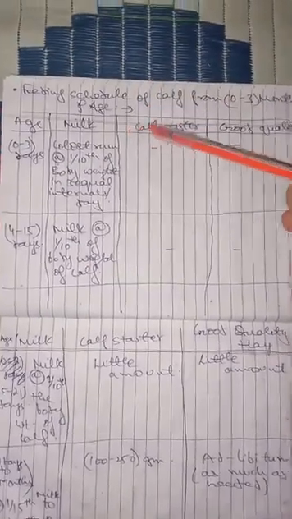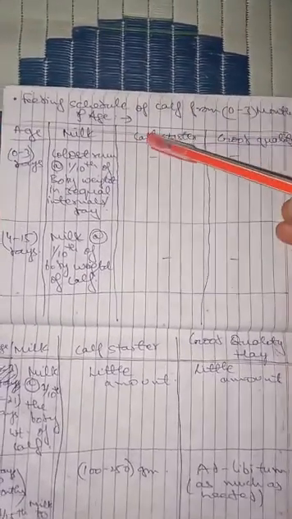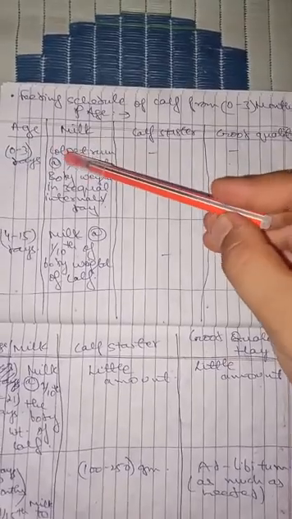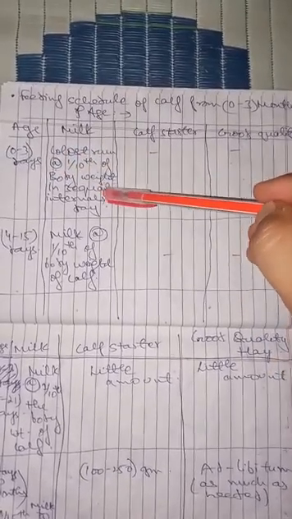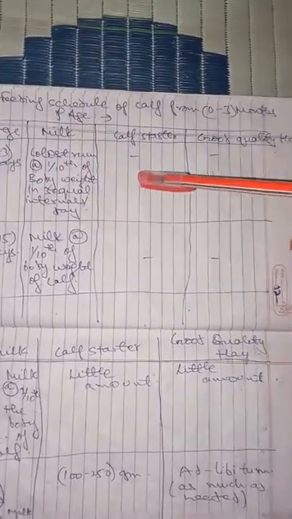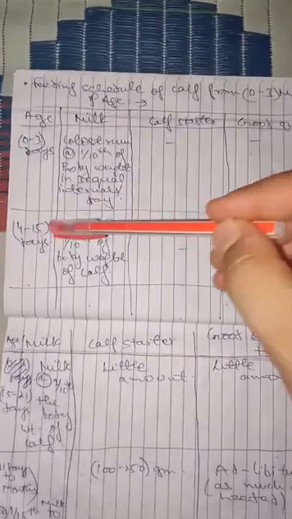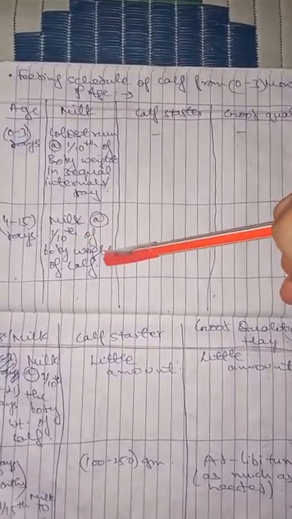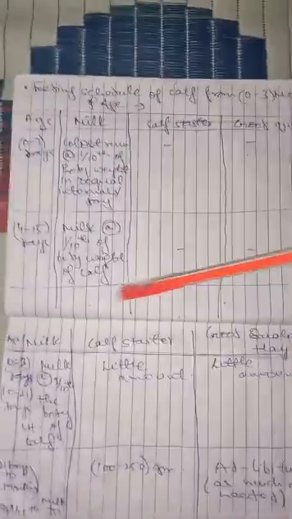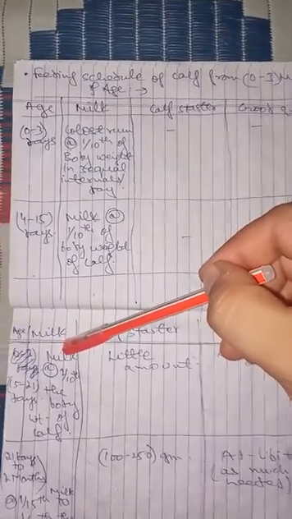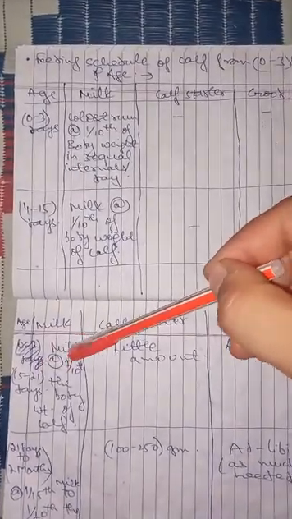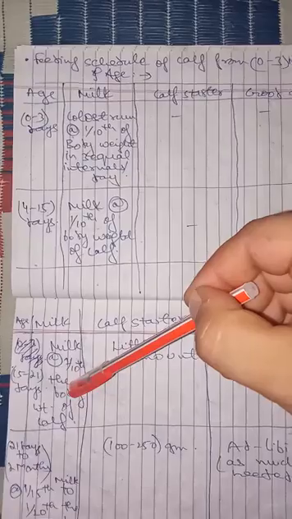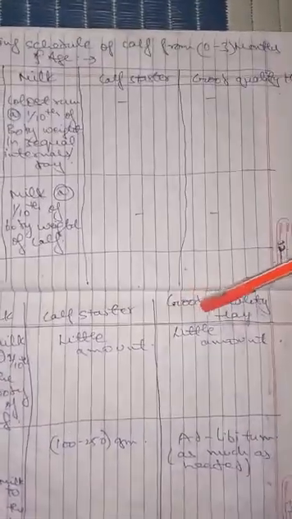Now next is this table, the feeding schedule of a calf from 0 to 3 months of age. At age 0 to 3 days, colostrum at the rate of 1/10 of body weight in 3 equal intervals per day, no calf starter, no hay. At 4 to 15 days, here it was colostrum, now milk has started: milk at the rate of 1/10 of body weight of the calf, no calf starter, no hay. At 15 to 21 days, milk at the rate of 1/10 of body weight again, with a little calf starter and a little hay.